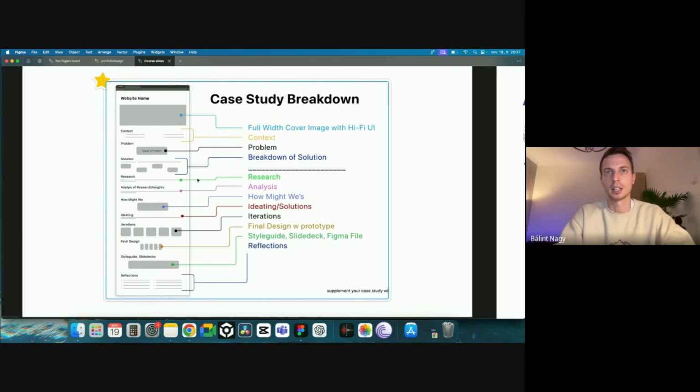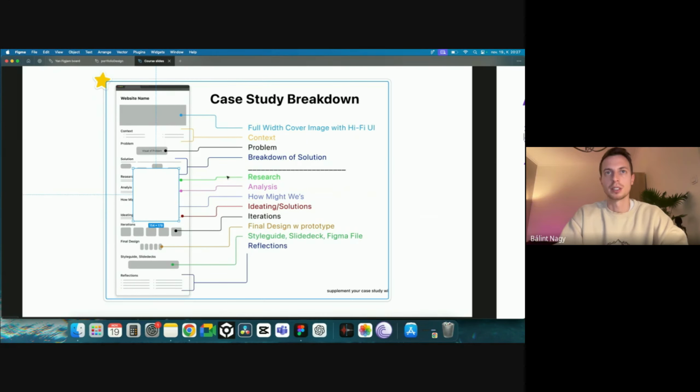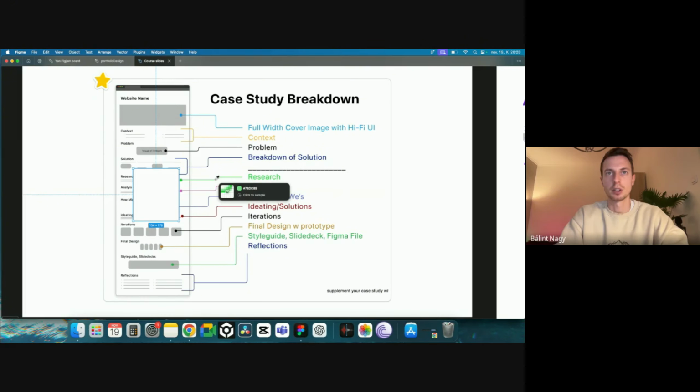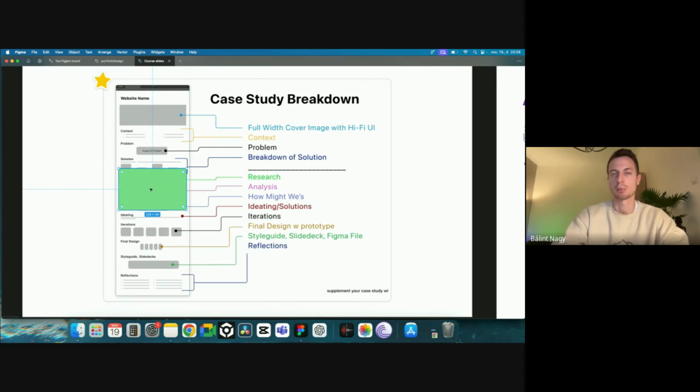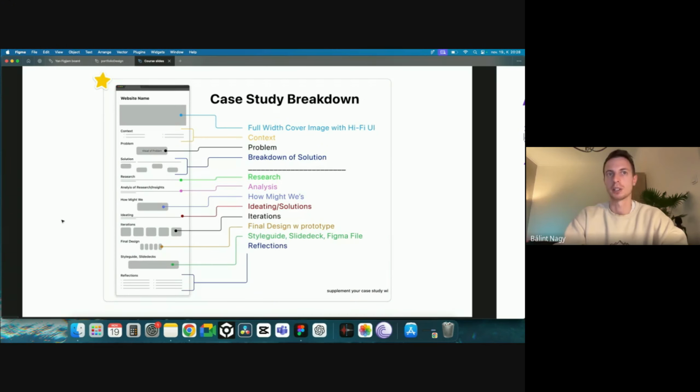So you don't want to spend, I don't know, 20% of your case study talking about your research, and maybe only 5% talking about the rest of the design, because it would be unbalanced. So this is what we are going for: to keep in mind that we have a balance of everything which we need in our case study to make it logical. So my recommendation would be to decide which is the most important, most relevant for you.